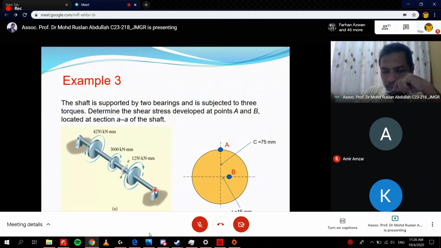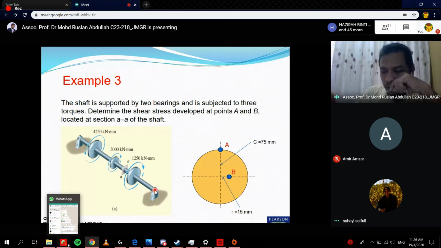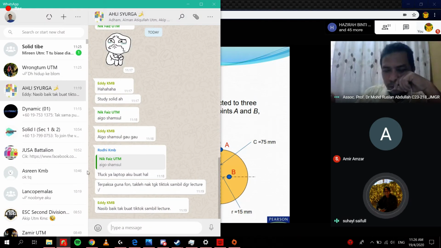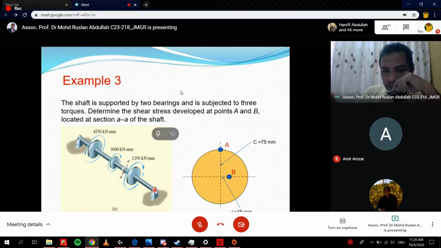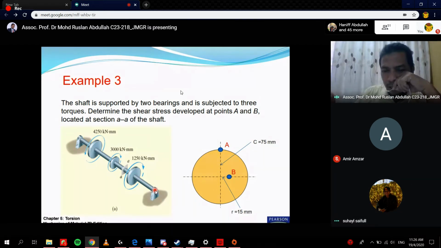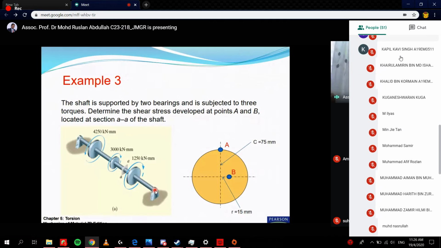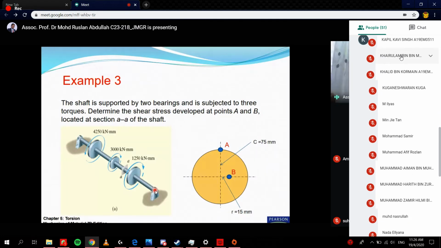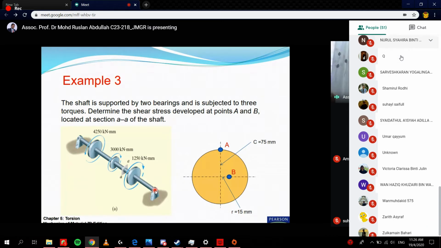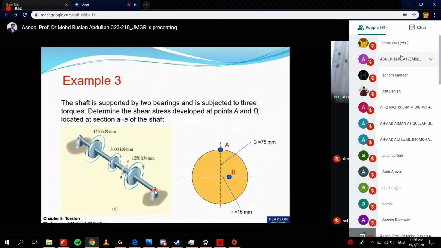Okay, Suhail. Where is Suhail? Yes. What is the function of bearing? Support the shaft, and then rotate. Okay, to support and to make the shaft rotate freely. Rotate freely, so sometimes there is no friction between the shaft and the bearing. So that is the function of the bearing.